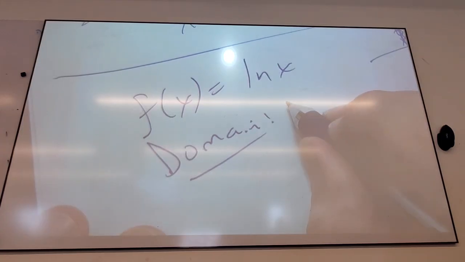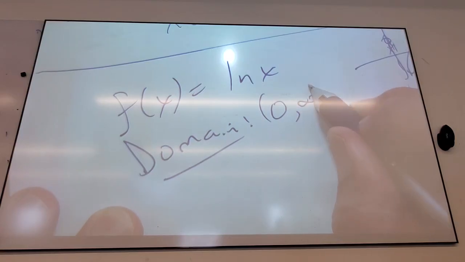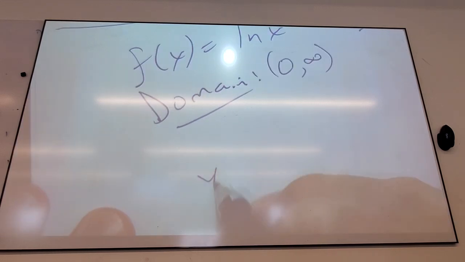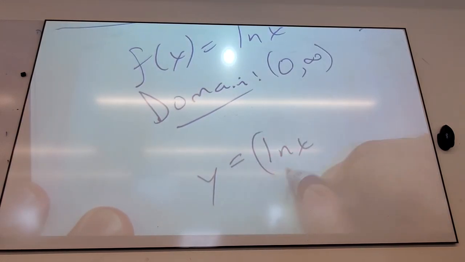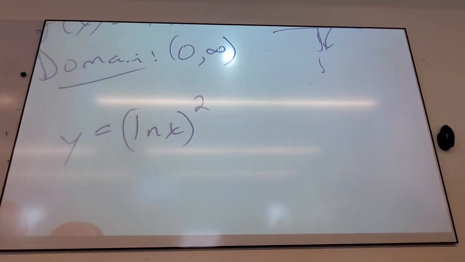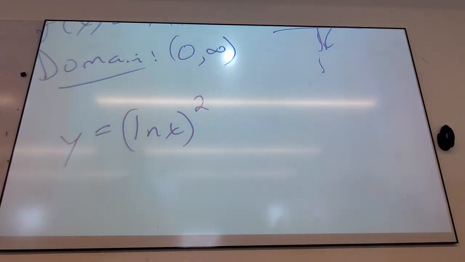So this goes from 0, do I include 0? No. To infinity. And you never include infinity. Now, what about this? What if I had this here? Does that affect the inputs at all? What am I squaring? The natural log of x, yes. So that affects the outputs. Does it affect the inputs? Still has the same problem, doesn't it?